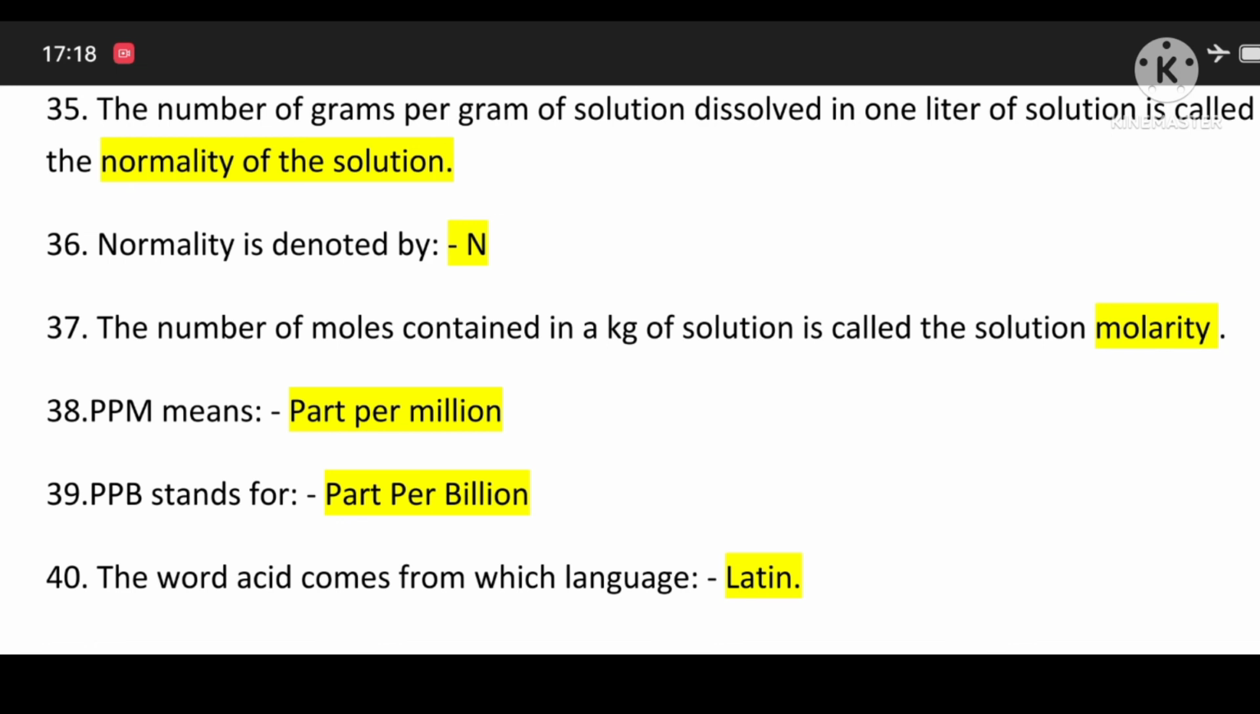And number 38. ppm stands for parts per million. Number 39. ppb stands for parts per billion. And final question. The word acid comes from which language? It is Latin.